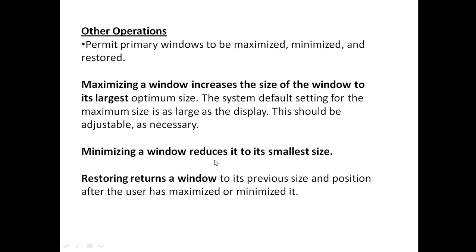Minimizing a window reduces it to its smallest size. Restoring, that restore operation returns a window to its previous size, maybe from a maximize to a minimize or a minimize to a maximize. That is the previous state we have, and based on that, we are restoring that window.